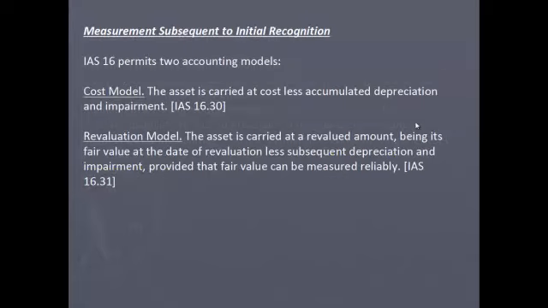Measurement subsequent to initial recognition. IAS 16 permits two accounting models. One is the cost model and the other is the revaluation model. Under the cost model, the asset is carried at cost less accumulated depreciation and impairment. Under the revaluation model, the asset is carried at a revalued amount, being its fair value at the date of revaluation less subsequent depreciation and impairment, provided that the fair value can be measured reliably.